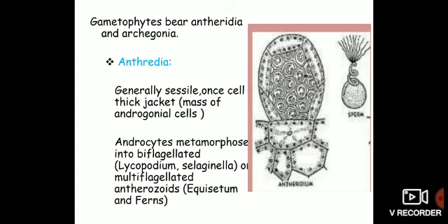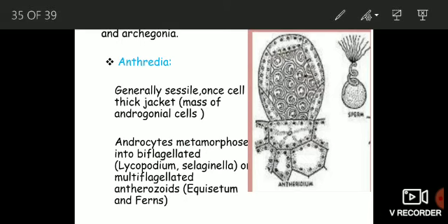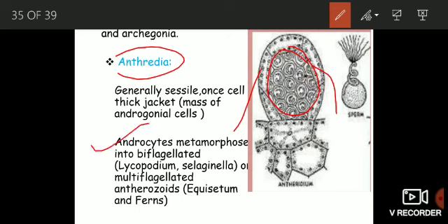Now we will discuss in brief the nature of these sex organs in pteridophytes. The antheridia in case of pteridophytes are generally sessile, that means they are stalkless, and they possess a one cell layer thick jacket, and this jacket encloses a mass of cells which is known as androgonial mass. Each androgonial cell divides repeatedly by mitosis, and this results in the formation of androcytes, and these androcytes later on get metamorphosed and give rise to either biflagellated or multiflagellated antherozoids or sperms.